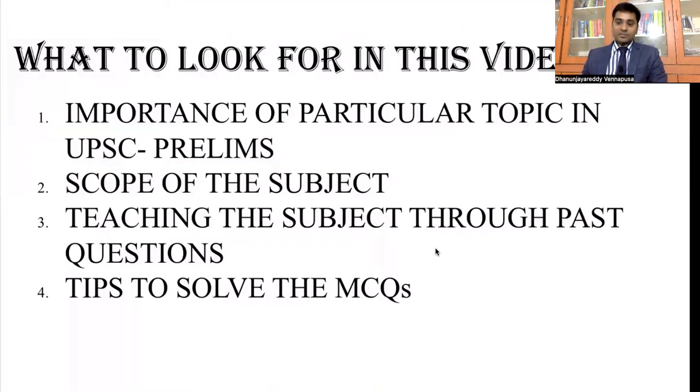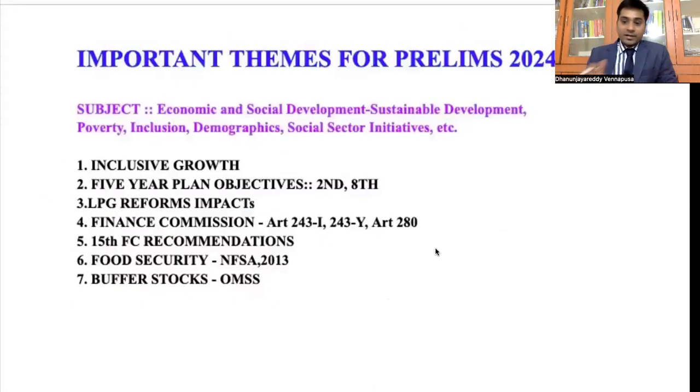If there are some tips, I will be solving it. Already we have done 2 lectures as far as economics is considered. This is the third lecture. So today I am going to start national income. Before that, in my last class, just go through a quick recap of topics which are very important for UPSC this year.